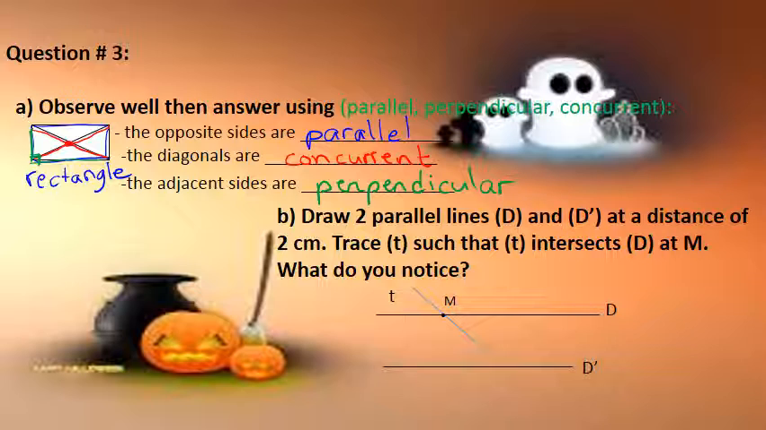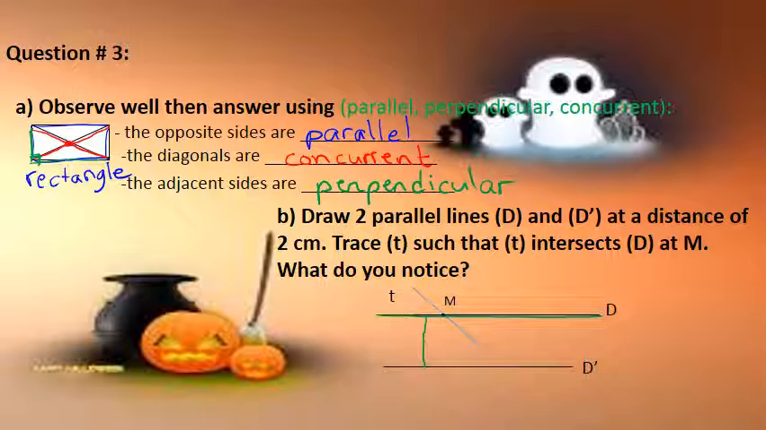In part B, we should draw two parallel lines D and D prime at a distance of 2 centimeters. So we draw the first line D, and we should draw the parallel D prime. How can we draw D prime? To draw D prime, we take the set square and we put the set square on the line D, and we measure a distance of 2 centimeters away from D.